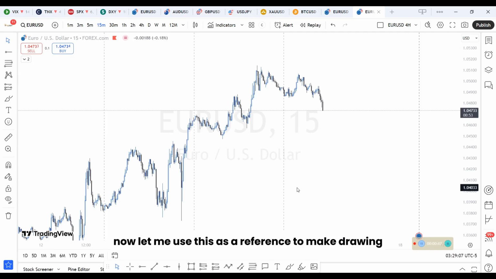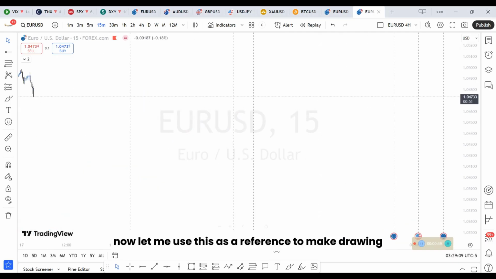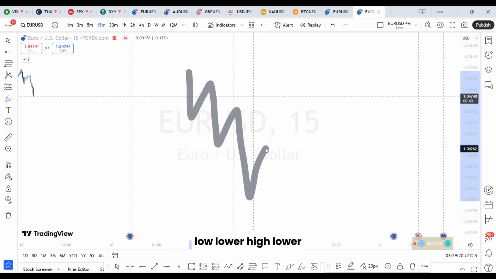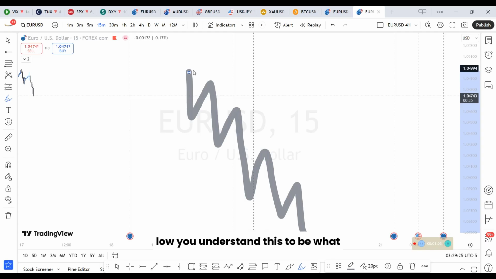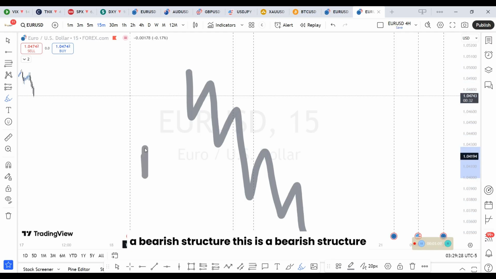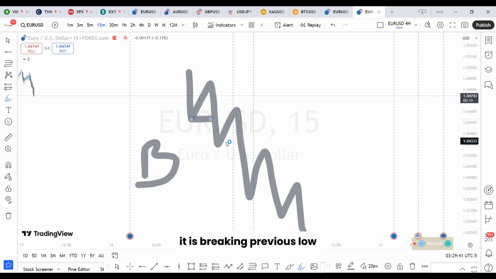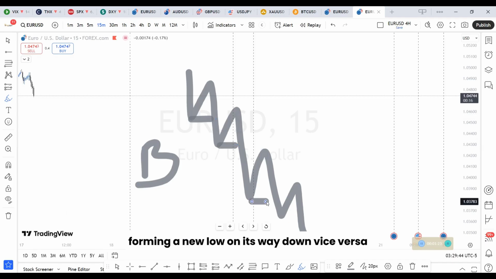Now, let me use this as a reference to make a drawing. If you are a trader, you understand lower low, lower high, lower low, lower high, and so on. You understand this to be what? A bearish structure. This is a bearish structure in the sense that the market is going down, or the market is going bearish, whichever way. And as it's going in a bearish structure, it is breaking previous lows, forming a new low on its way down.